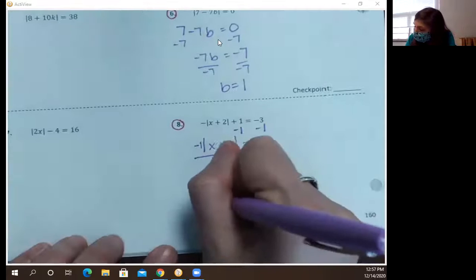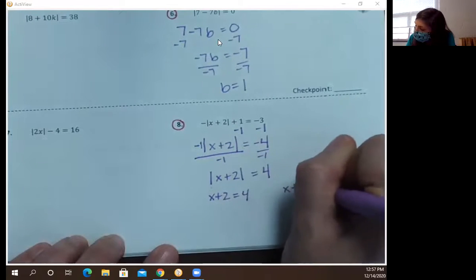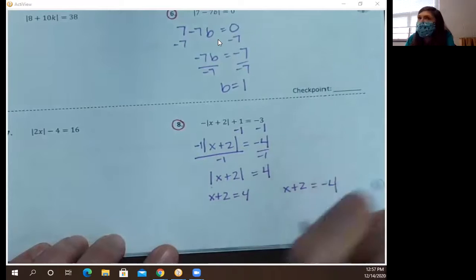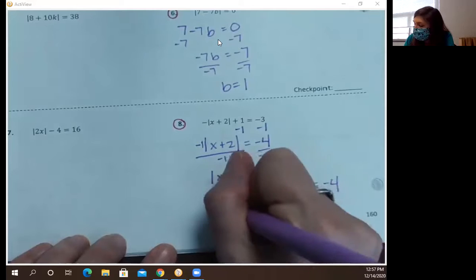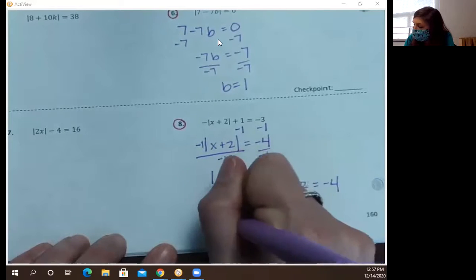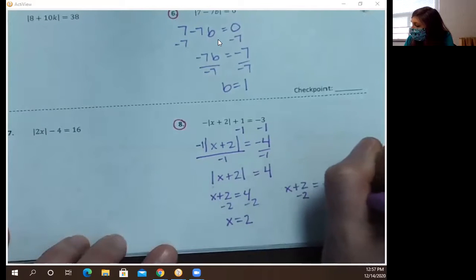So we can go ahead and set x plus 2 equal to 4 and x plus 2 equals negative 4. And then we'll solve each of those. So I'm going to move 2 to the other side and I get x equals 2. And then again, move 2 to the other side and we get x equals negative 6.